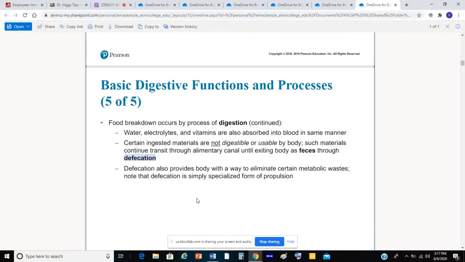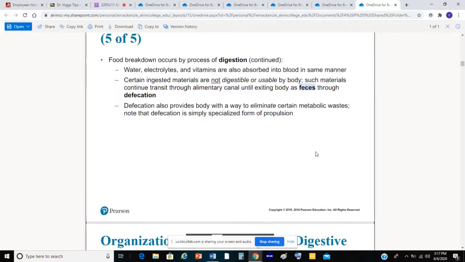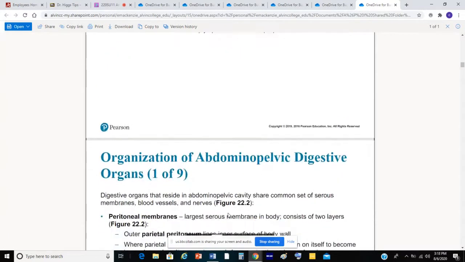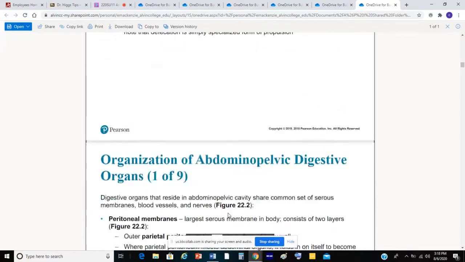Defecation is the process of, this is just a fancy way of saying poop. So yeah, this chapter even talks about pooping. Oh yeah, in your exam review, you got to know a little bit about pooping. Oh boy, don't worry, we'll get there.